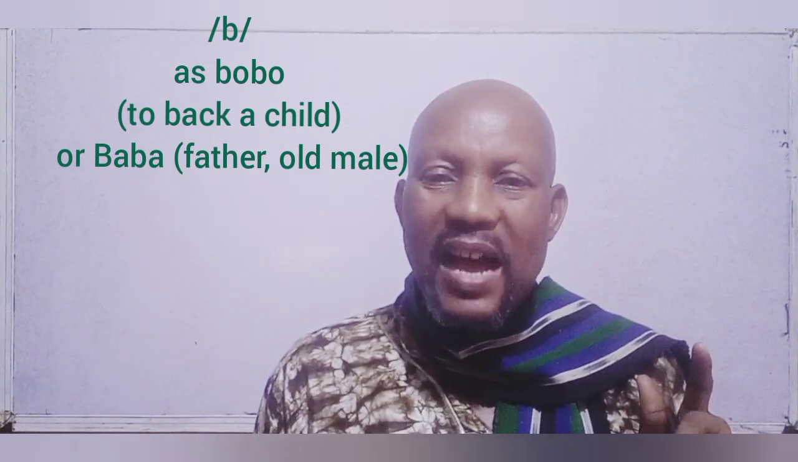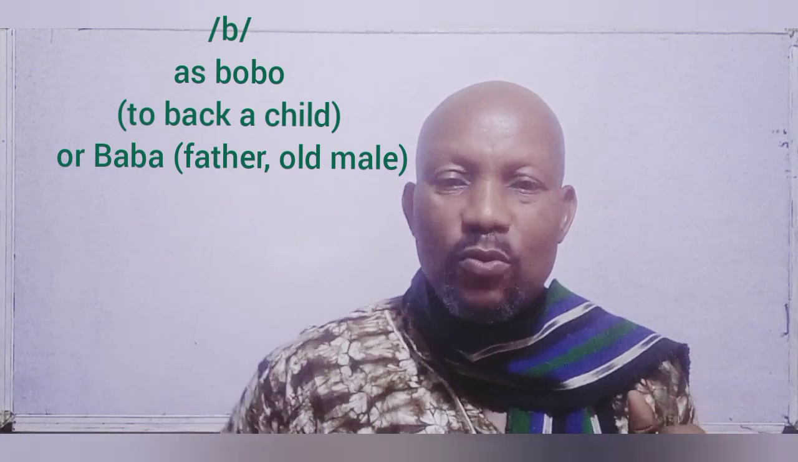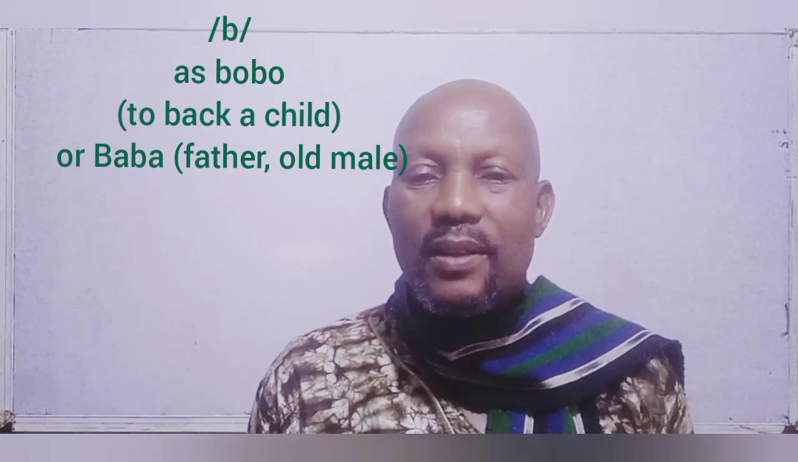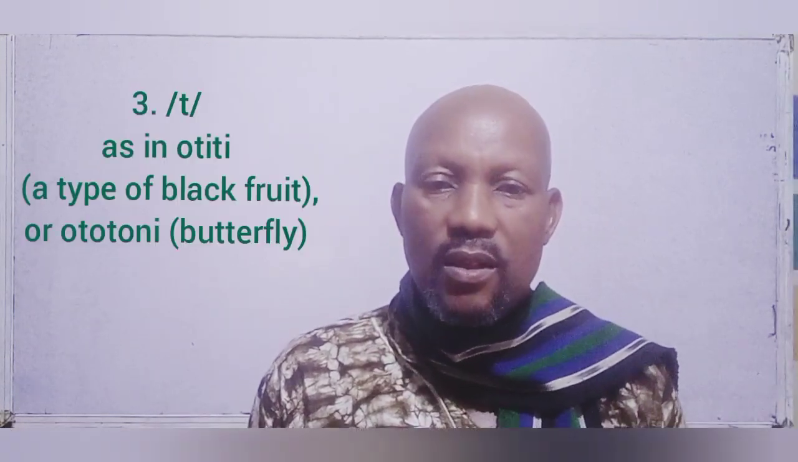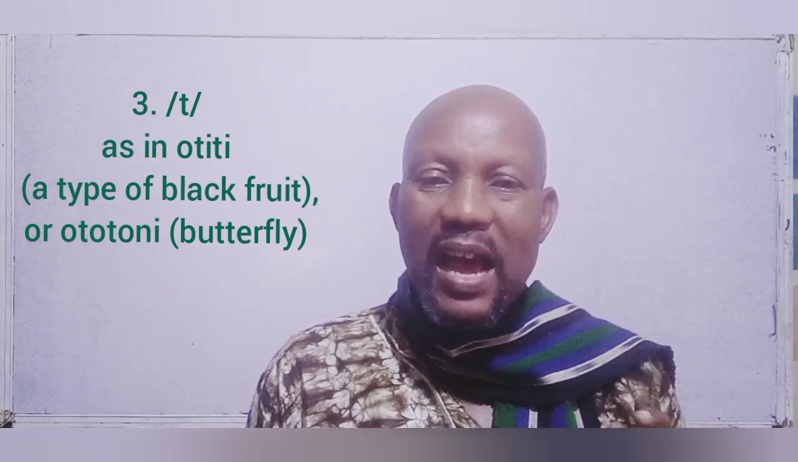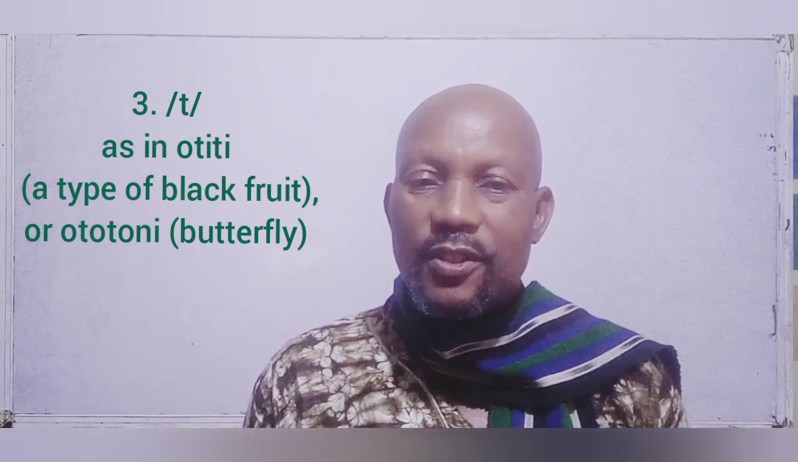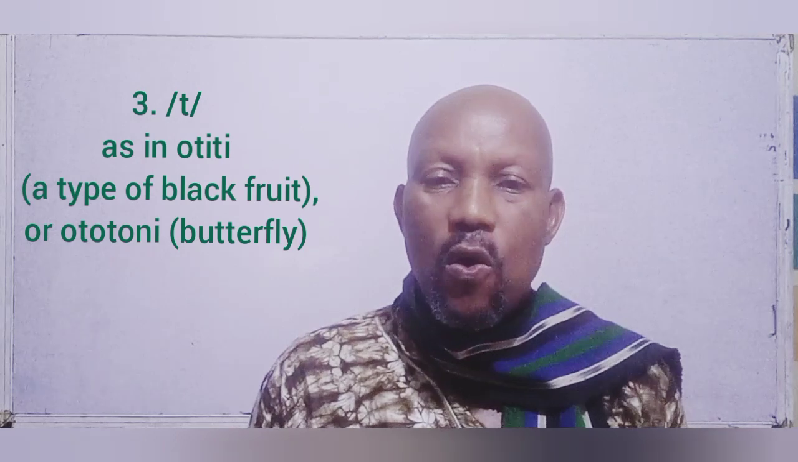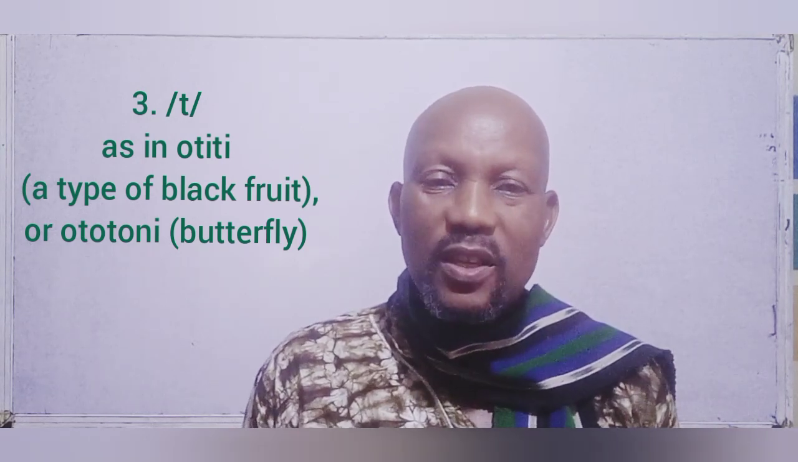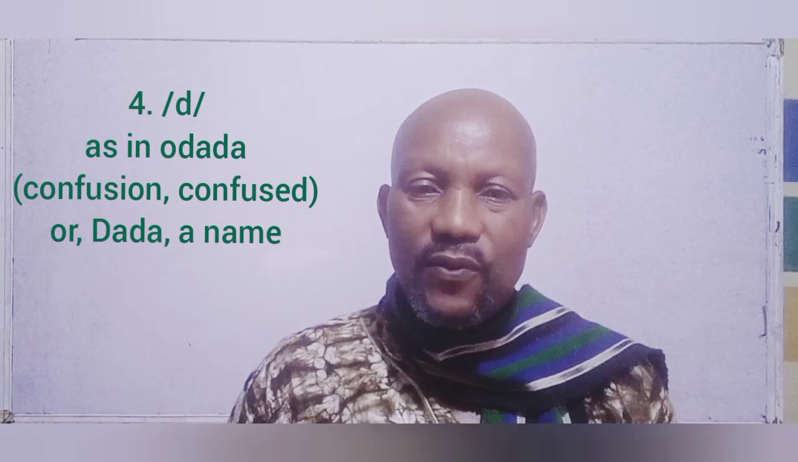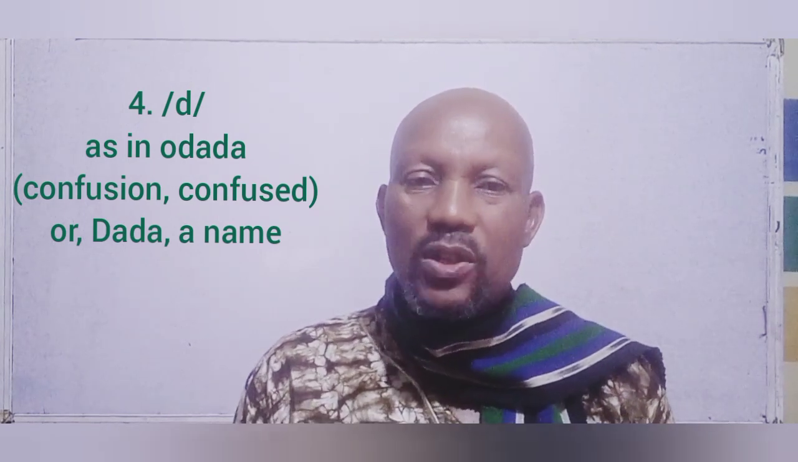And then b, as in bobo, to back a child, or the common name baba. Then the third one, t, as in ott. Ott is a fruit, black fruit in Okpameri, or what we call ototoni. Ototoni is butterfly. The sound d, as in letter D, for example, or dada, or the name dada.